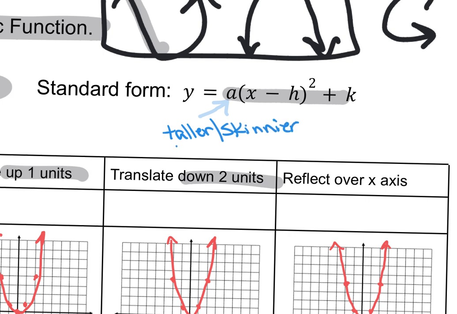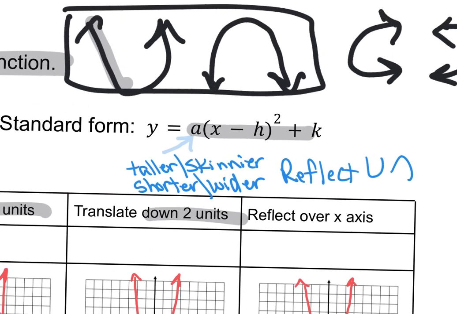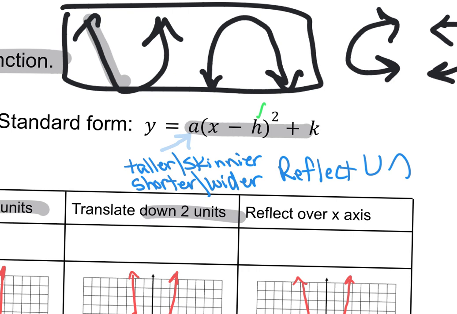Okay, it can make the graph shorter and wider. And it can also reflect the graph from a smiley face to a frowny face. So there are lots of things that the number out in front can tell us. This h value, inside of the parentheses with the x, inside the squared, is going to move the graph left and right. And then this k value right here is going to move the graph up and down.